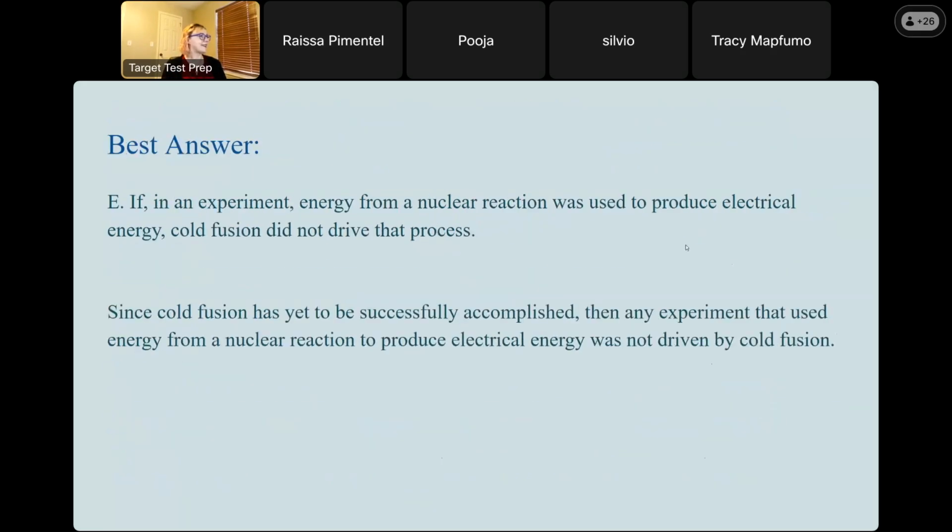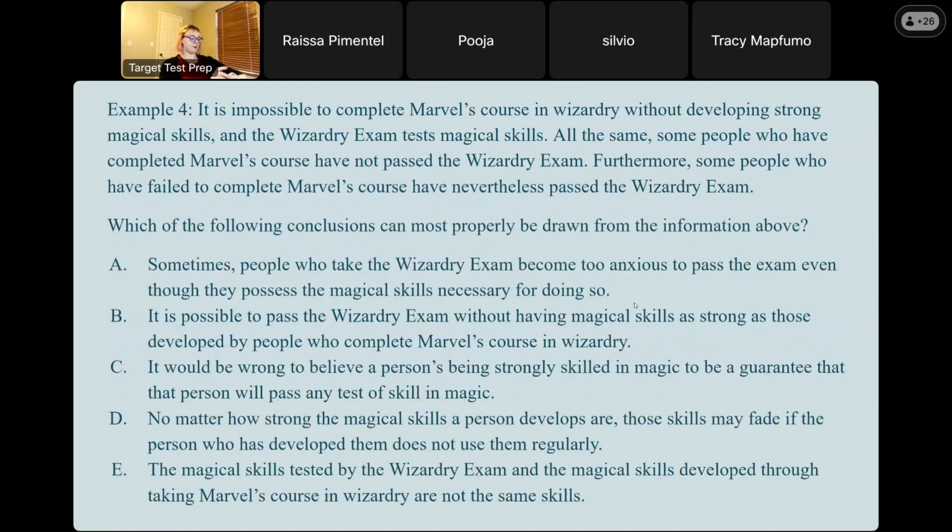Spicy question. I love some discourse. All right, yeah. Since cold fusion has yet to be successfully accomplished, then any experiment that used energy from a nuclear reaction to produce electrical energy was not driven by cold fusion. All right, next question. Give you a couple minutes.